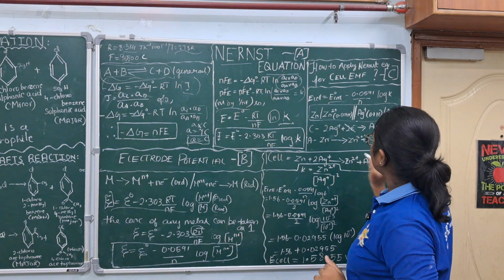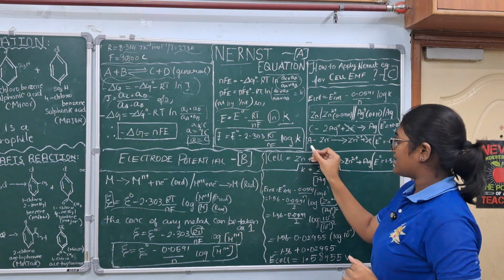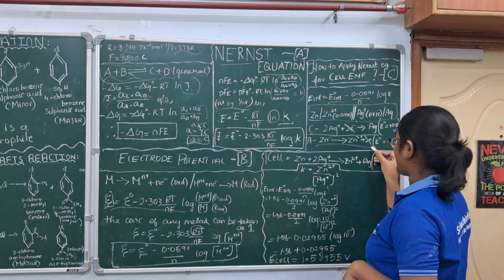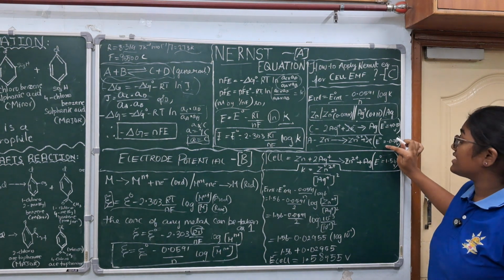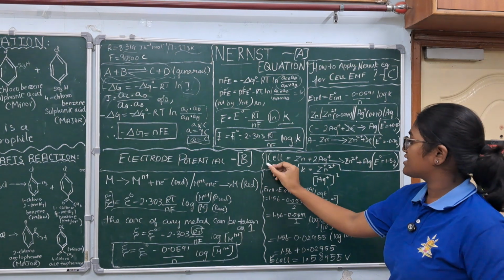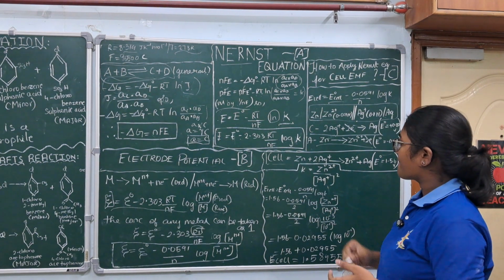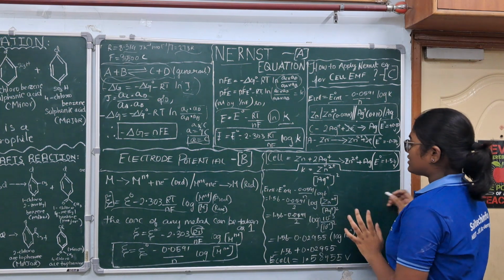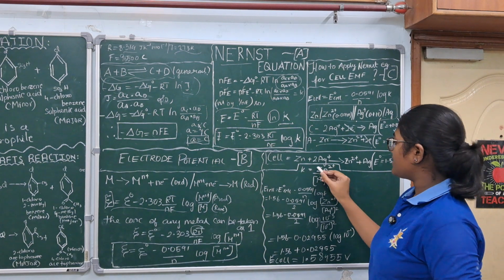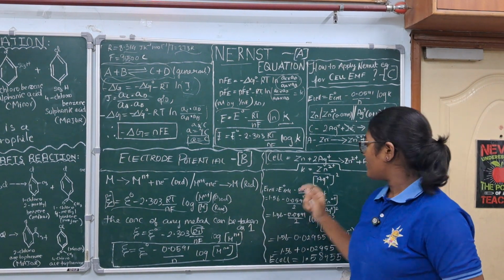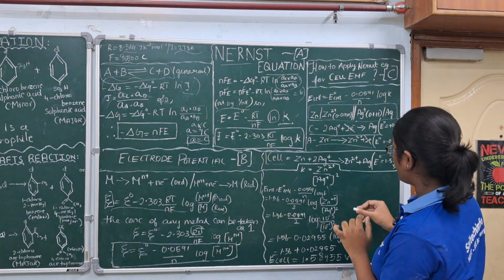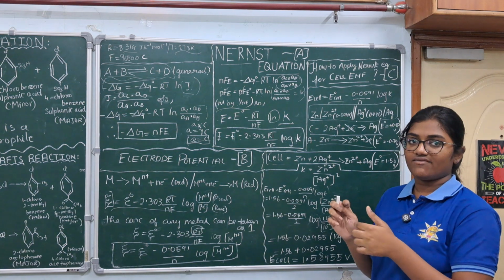At the anode oxidation takes place and at the cathode reduction takes place, so we write the reactions accordingly. The cell potentials are given. E naught cell is given here, and cancelling out 2 electrons, we get the final cell reaction. So K is equal to Zn2 plus by Ag plus whole squared, because we have 2 Ag, so we have to raise it to the power 2.